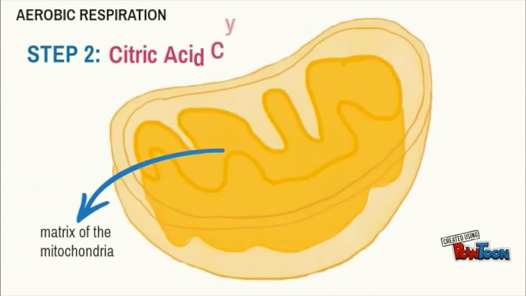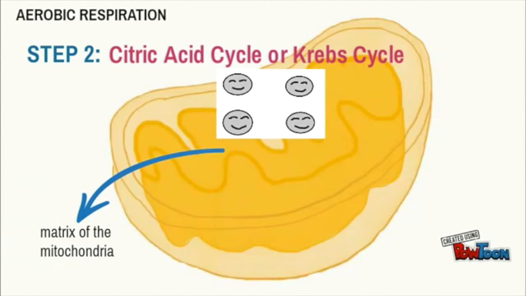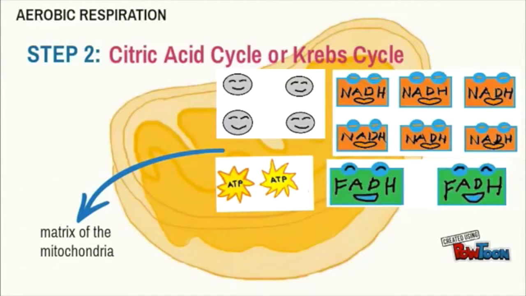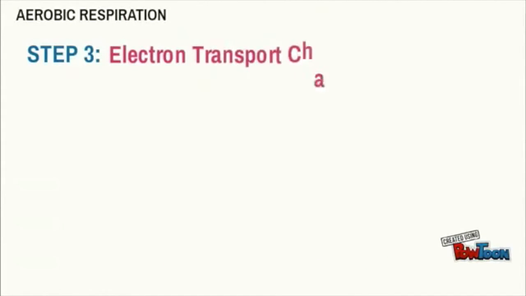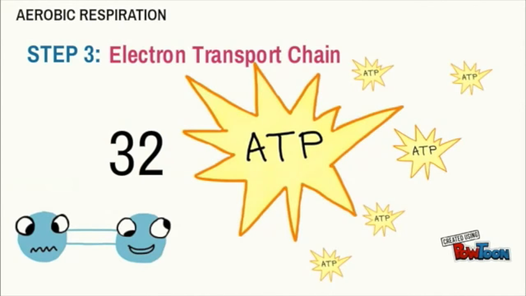Now, the second step, which takes place in the matrix of the mitochondria, is called the citric acid cycle or the Krebs cycle. During this step, 4 carbon dioxide molecules are released and 2 ATP, 6 NADH, and 2 FADH2 are produced. The final step, which occurs in the membrane of the mitochondria and requires oxygen directly, is the electron transport chain. This process takes the coenzymes and passes them through a series of electron carriers until ATP is produced.